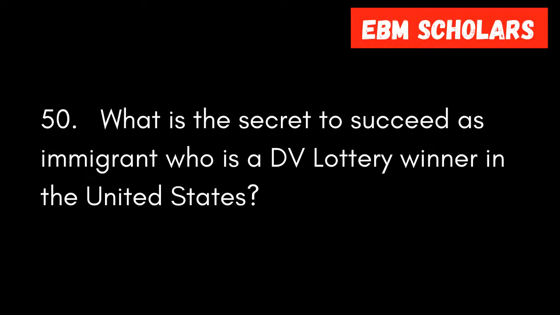And the last question, question number 50: What is the secret to succeeding as an immigrant who is a DV lottery winner in the United States of America? This is a very good question. A few things. Number 1, don't commit any crime. Don't look for unnecessary shortcuts here, which can lead you into legal trouble.